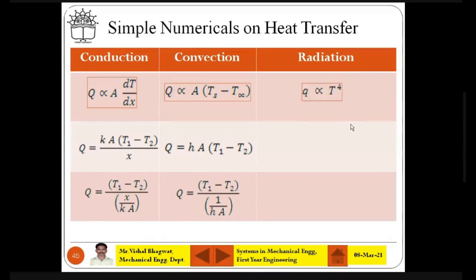Similar thing is for radiation. Q is proportional to the fourth power of the absolute temperature. That is nothing but the emissive power. Capital Q upon area is nothing but small q, the heat flux. Small q in radiation is the emissive power of any body. And actually it is a heat flux, because emissive power is measured as heat per unit area.